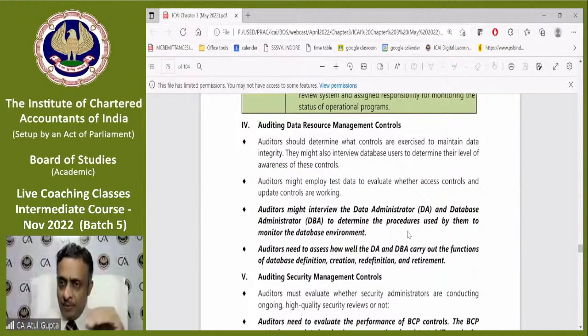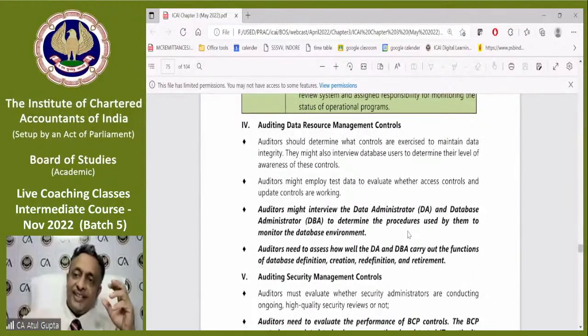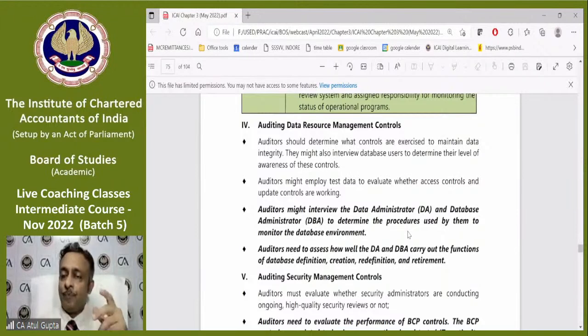For a database, we'll be reading types of database right now. For a database, the planning aspect is looked after by the data administrator, and the execution, implementation, and security are part of the DBA. So planning, designing, concept is DA, and execution is DBA. Security, DBA. Just carry these words. So that is why this is there. Auditors need to assess how well DA and DBA carry out their functions.